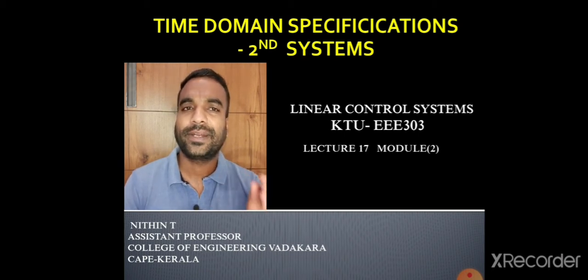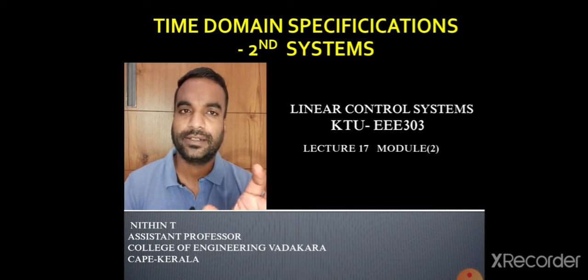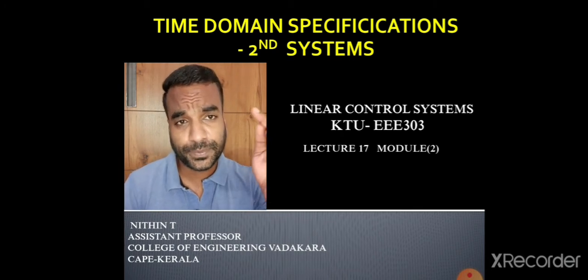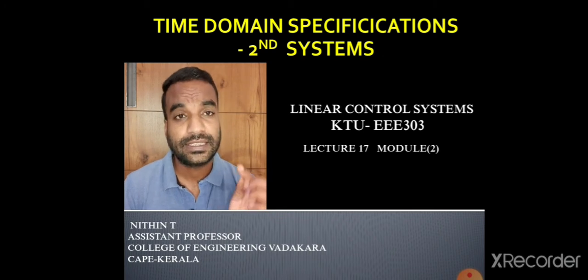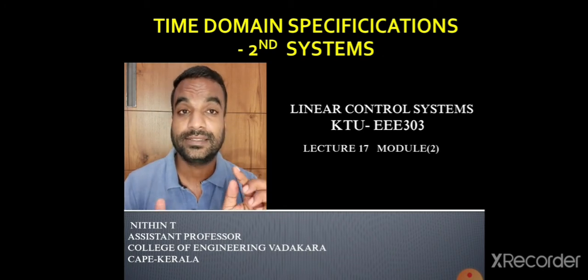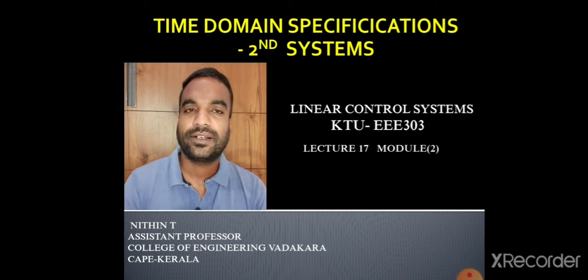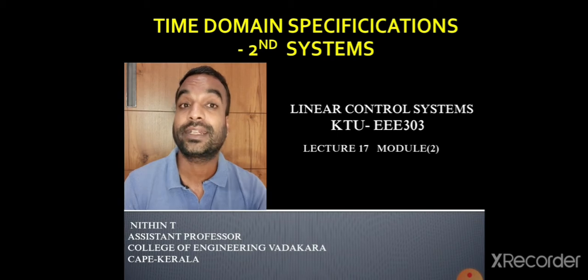So what do you mean by response? Response is nothing but C of t. Transfer function is C of s by R of s. If we cross multiply that R of s to transfer function, we will get C of s, that is output in frequency domain. But we want time response, that is output in time domain.